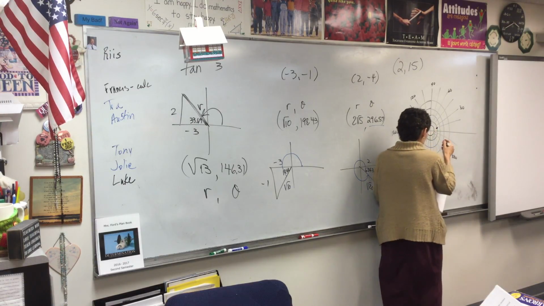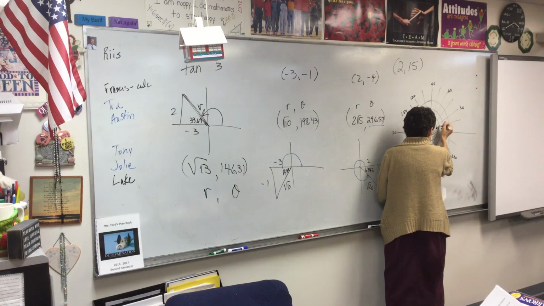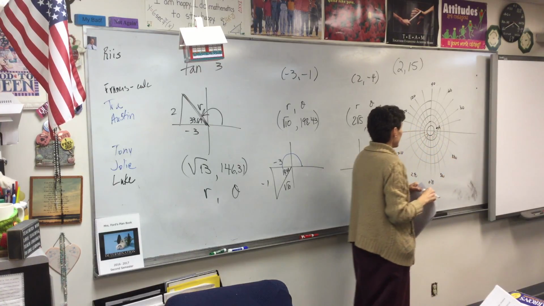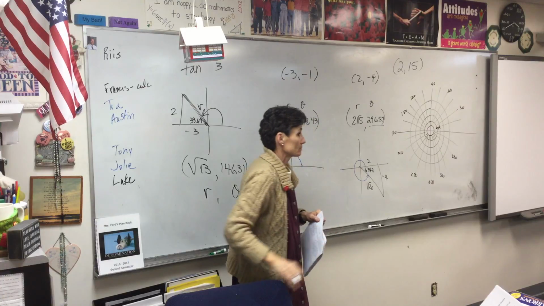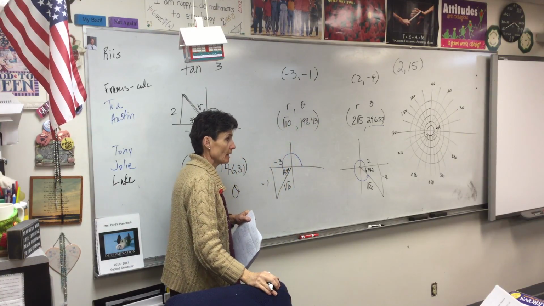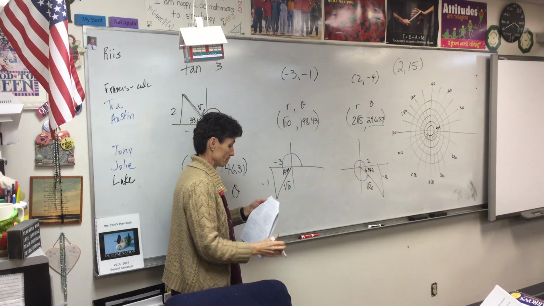That's going to be point A. Point A is going to be right here. I'll label it A. Does that make sense to you? Second circle out, angle 15.